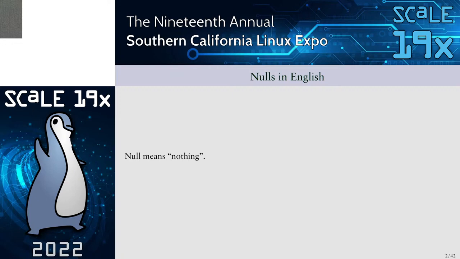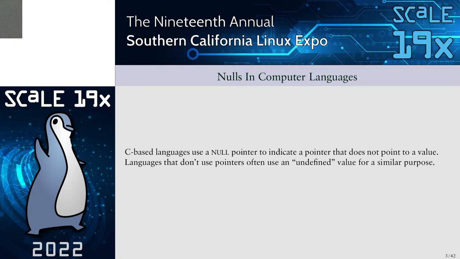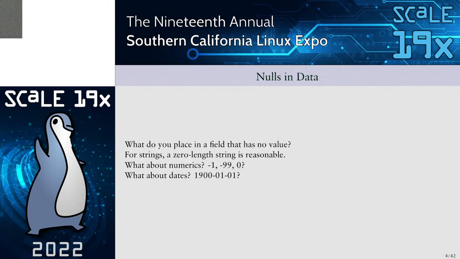So null. Well, null in English means nothing, but you get philosophical. Is nothing something, right? It's sort of a weird concept. But in computer science, null typically means undefined, and you see that in C. You see it in a variety of languages where if you haven't defined a value for something, it just becomes null, which usually works. But in the data space, nulls can be kind of complicated.